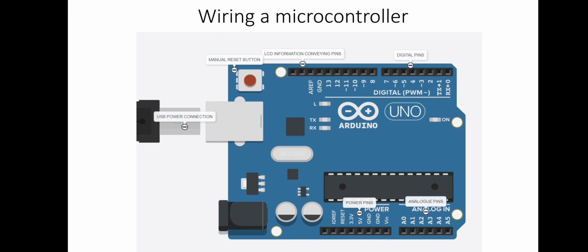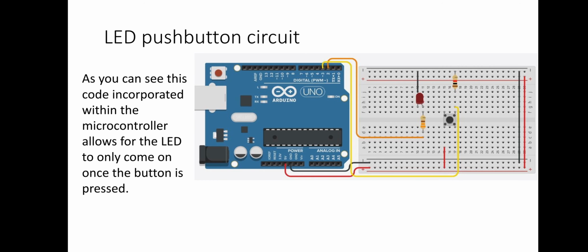Now, when you're wiring a microcontroller, you need to have it on the right pins. So if you want to see the pins in detail, just pause the video and read my little notes, but this is the basic setup or layout for microcontroller pins. Now, I'm using this code in a basic LED push button circuit, so as you can see, coding this microcontroller, when I push the push button, it'll keep the LED on.